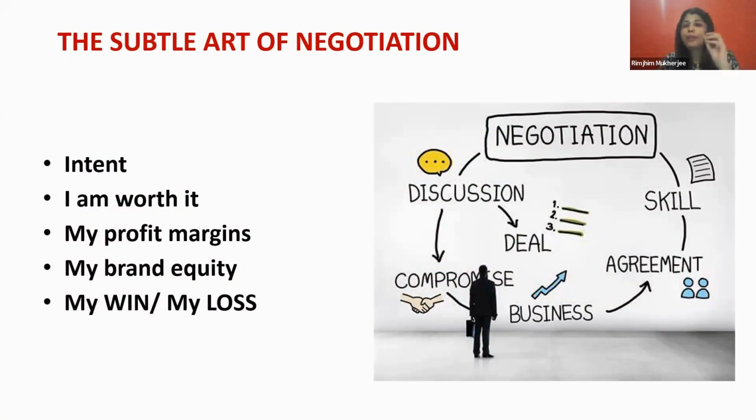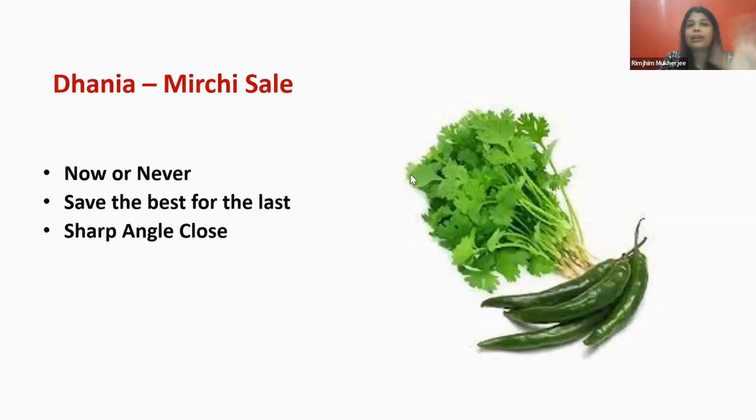Moving on, some short tips and tricks about closing negotiation faster. So a Dhanya Mirchi sale acts on typical transactional things. You're taking this from me. Okay, this is a now or never price. Throw in an additional thing.